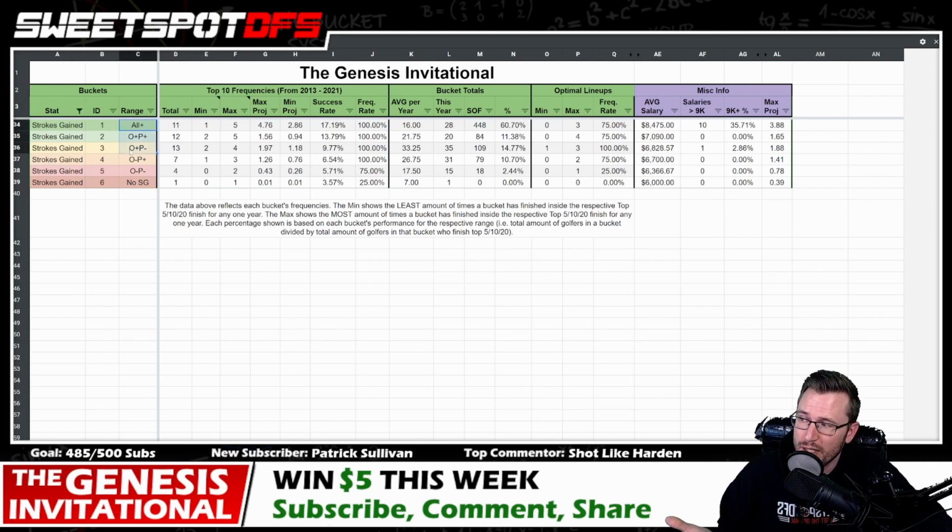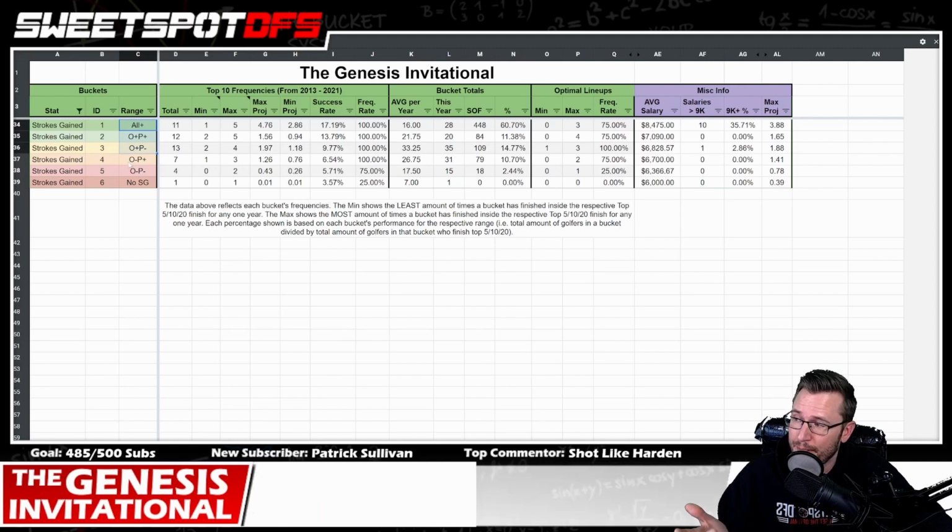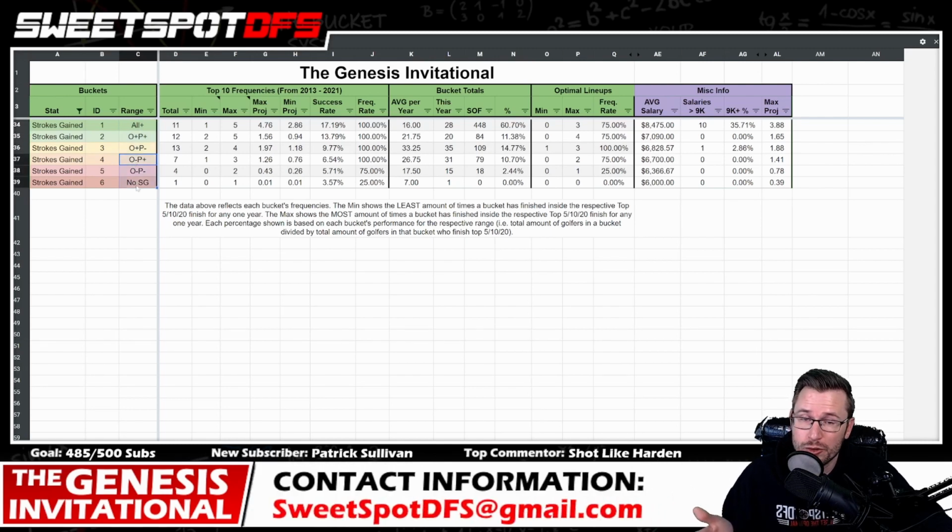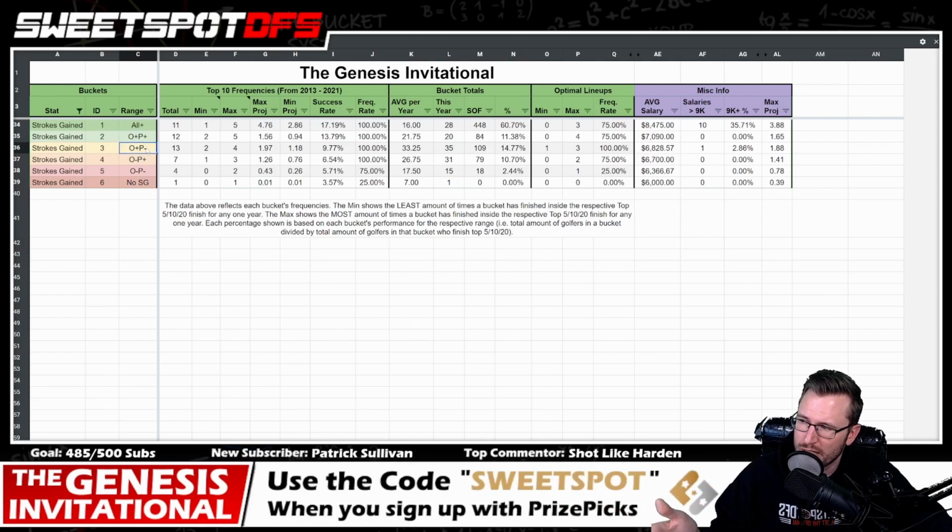Basically, your top 3 buckets have positive off the tee, and your bottom 3 either have no strokes gained or negative off the tee. And then I sprinkle in positive and negative putting, not interchangeably, but, I forget what it's called, it rotates. So strokes gained 2 has positive putting, strokes gained 3 has negative putting, strokes gained 4 has positive putting, strokes gained 5 has negative putting, to go along with your off the tee stats. So strokes gained 1 is all stats positive, strokes gained 6 are no strokes gained stats.